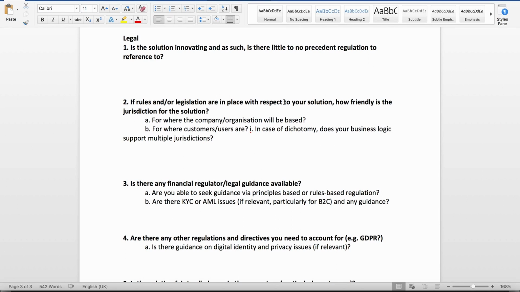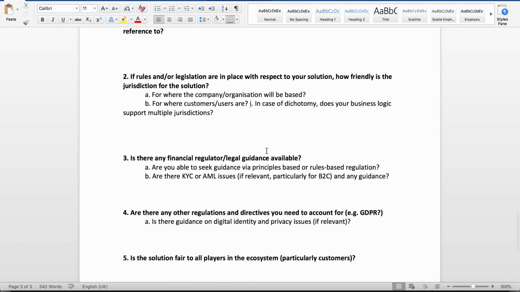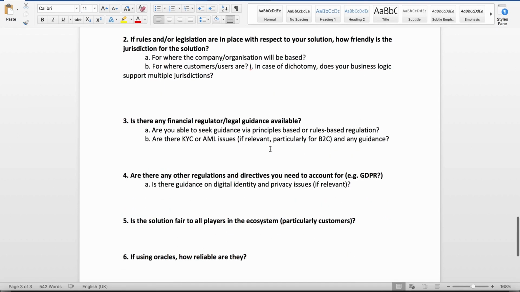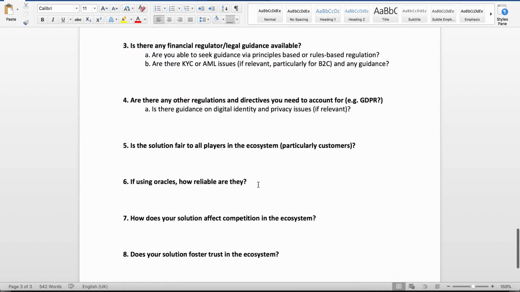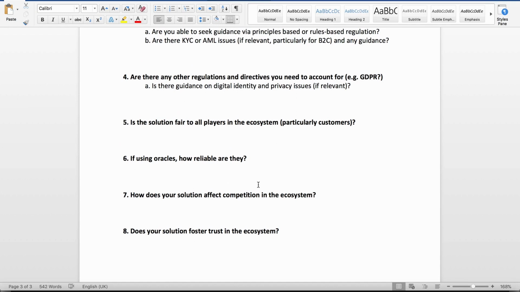For example, you need to look into the regulations and understand whether they are friendly for your type of business, for your business model. You have to look into whether you have any GDPR concerns, whether KYC, know your customer. If you're using oracles, an oracle, for those of you who don't know the term, means someone or something which has access to the ground truth.